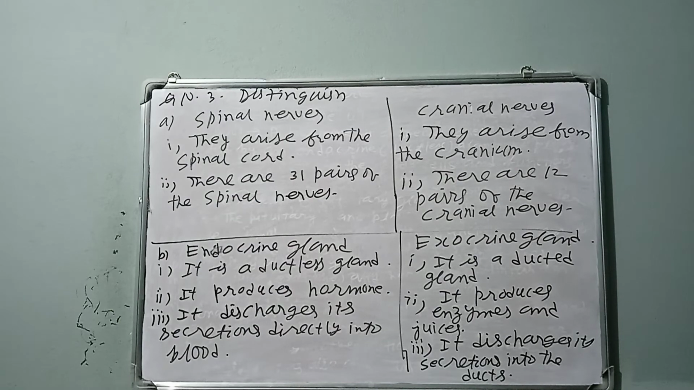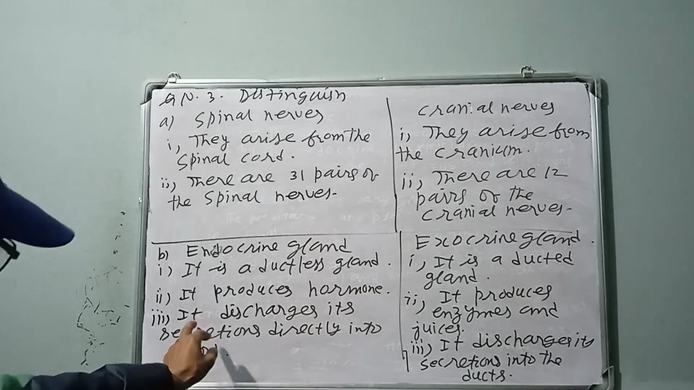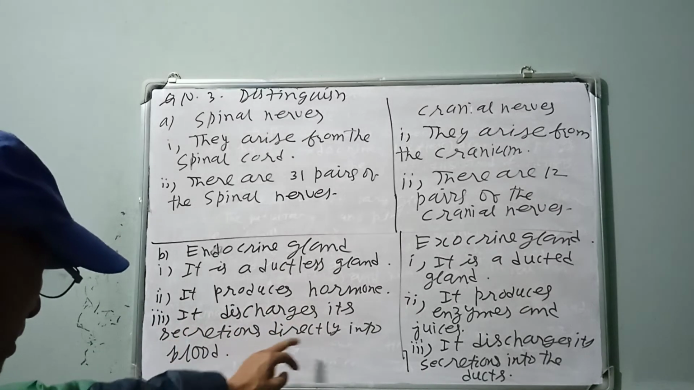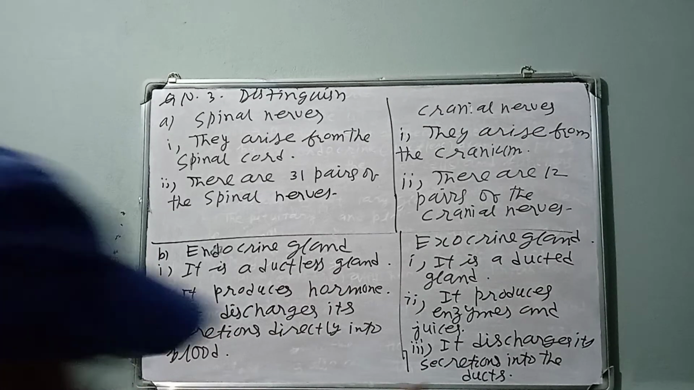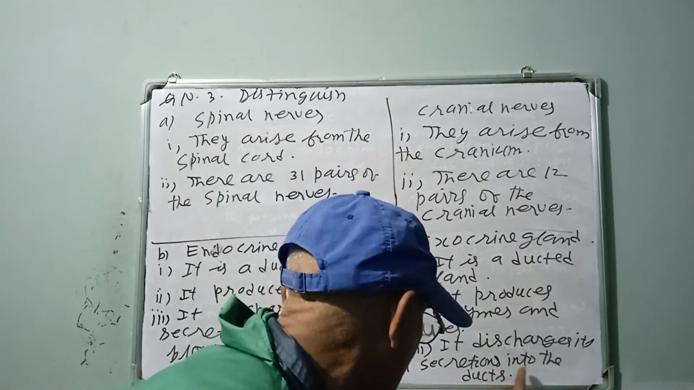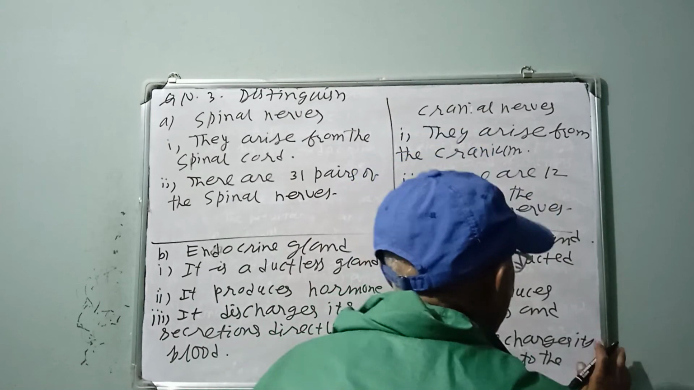Number 1 difference, ductless, ducted. It produces hormone, it produces enzymes and juices. It discharges its secretions directly into blood. It discharges its secretions into the ducts. डक्टमा यसले छोड्छ.